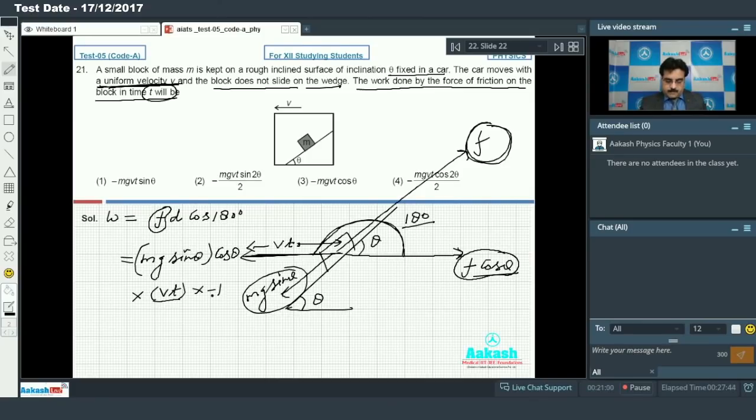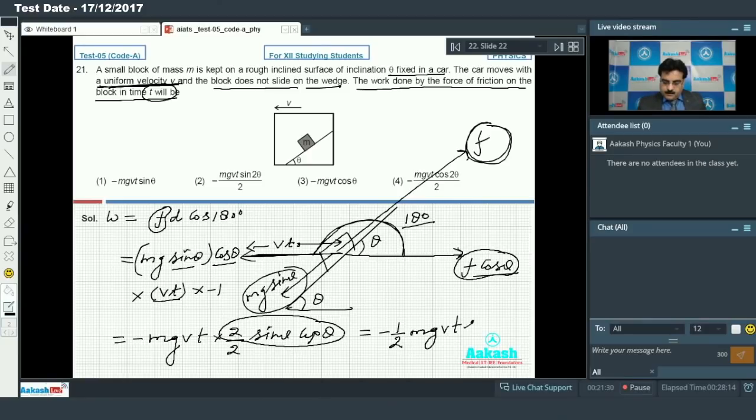The angle 180 gives minus 1. So when I calculate, we get minus mg vt, and we had sin theta into cos theta. If I multiply by 2 in numerator and denominator, we get sin theta cos theta, and this is the value of sin 2 theta. So my final value is minus 1 by 2 mg vt sin 2 theta. This is the work done by the force of friction on the block in time t. So my option number 2 is correct.